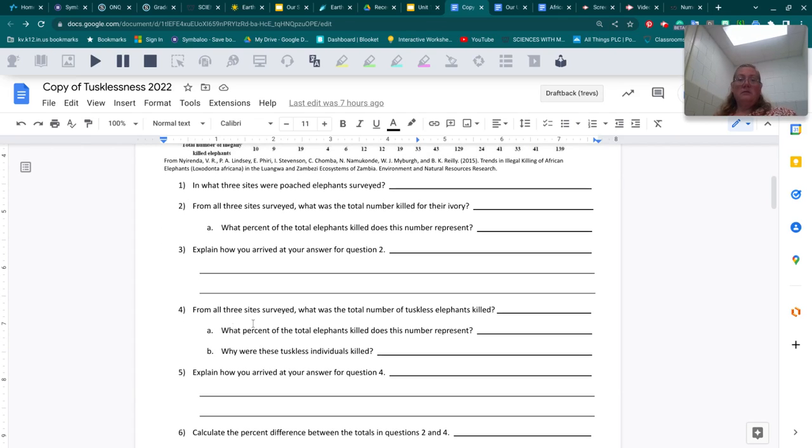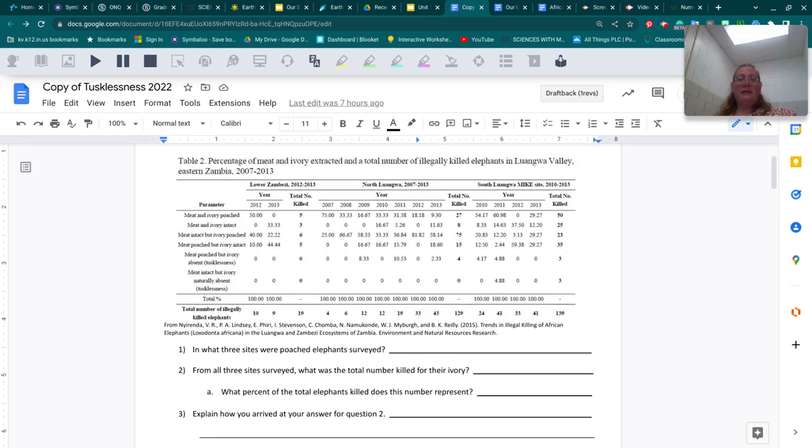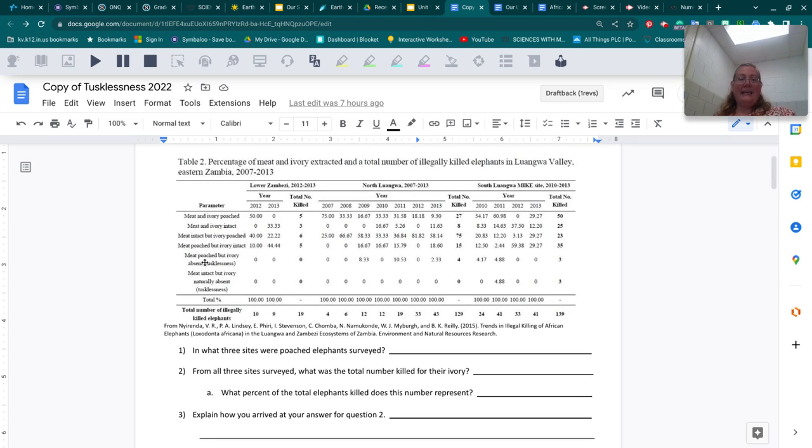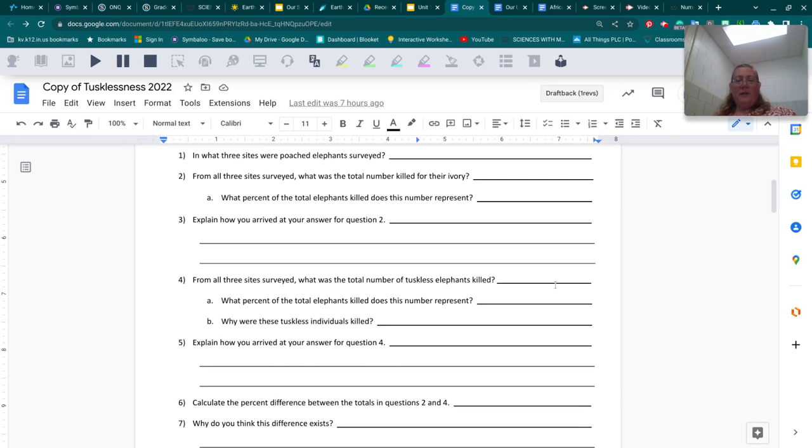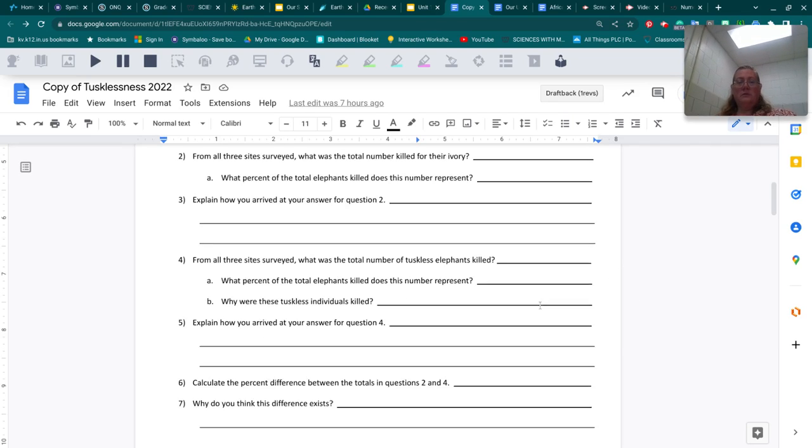Now you're going to the next part. From all three sites surveyed, what was the total number of tuskless elephants? Come back up. You're looking for any of them that say tusklessness, and you're adding up all those numbers. Got it? How many is those numbers? What percentage is this? Why did they kill those without the tusk? Think about it. Answer that question. Number 4, explain how you got your percentage, is what it's asking for.